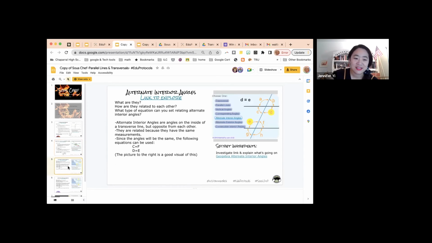All right, who did this one? Okay, I did that one. So the alternate interior angles are the angles on the inside of a transversal line, but opposite from each other. So they actually are the same angle, just opposite of each other. I thought that the secret ingredient activity was perfect for visualizing that. And then that diagram right there was very helpful to visualize what the equation would be, that E and D would be equal, F and C would be equal to each other.